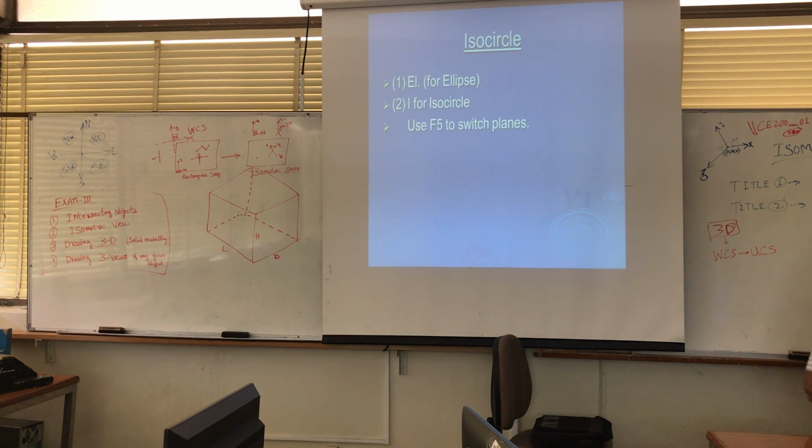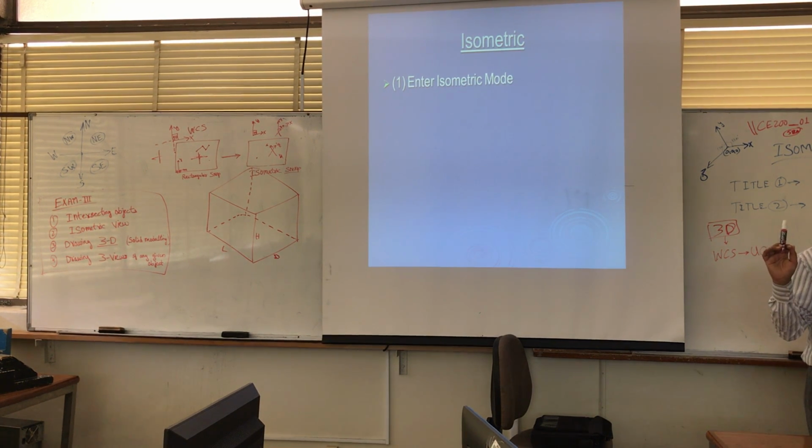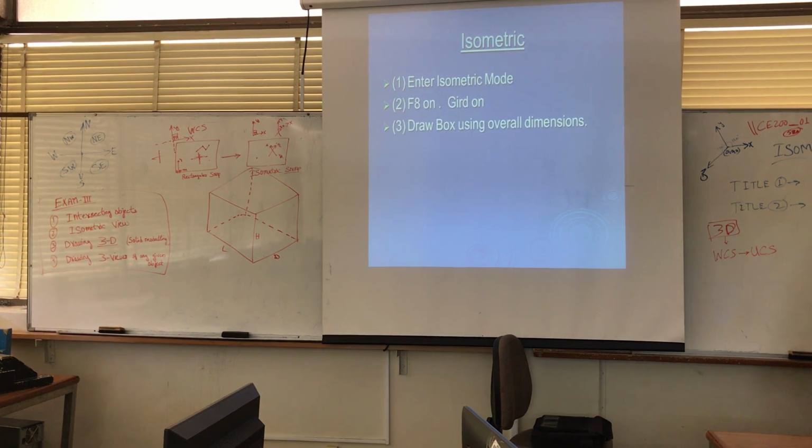And for an isocircle, you can use F5 to draw circles in any plane. The only thing is, to draw the circle you have to use the ellipse command in isometric view. Because it is no more a circle, it is an isocircle, so ellipse will help.